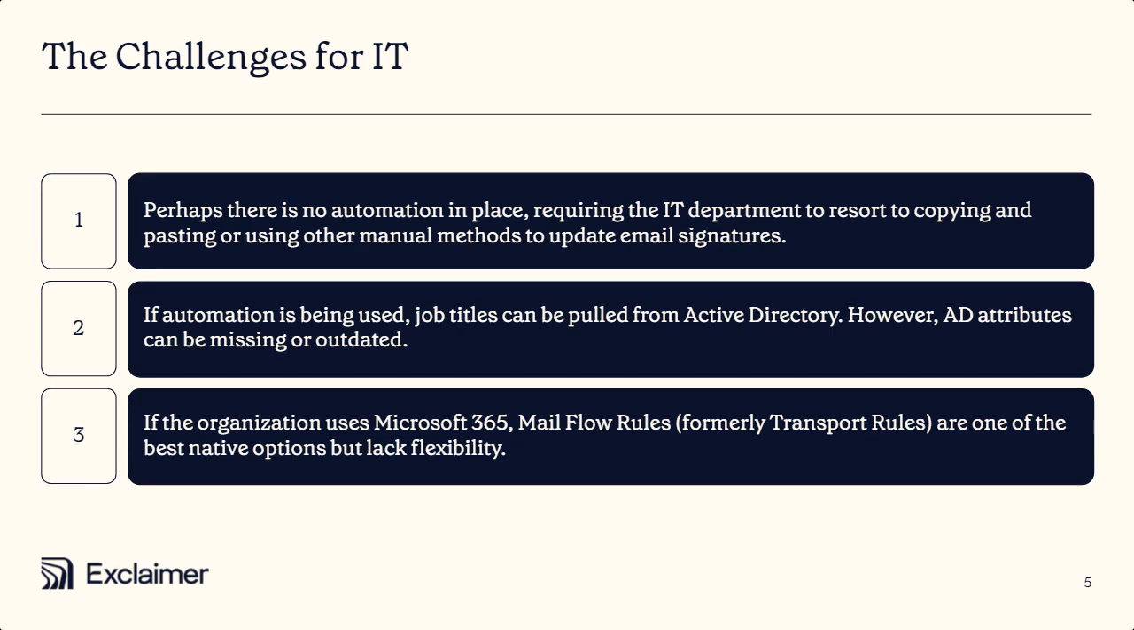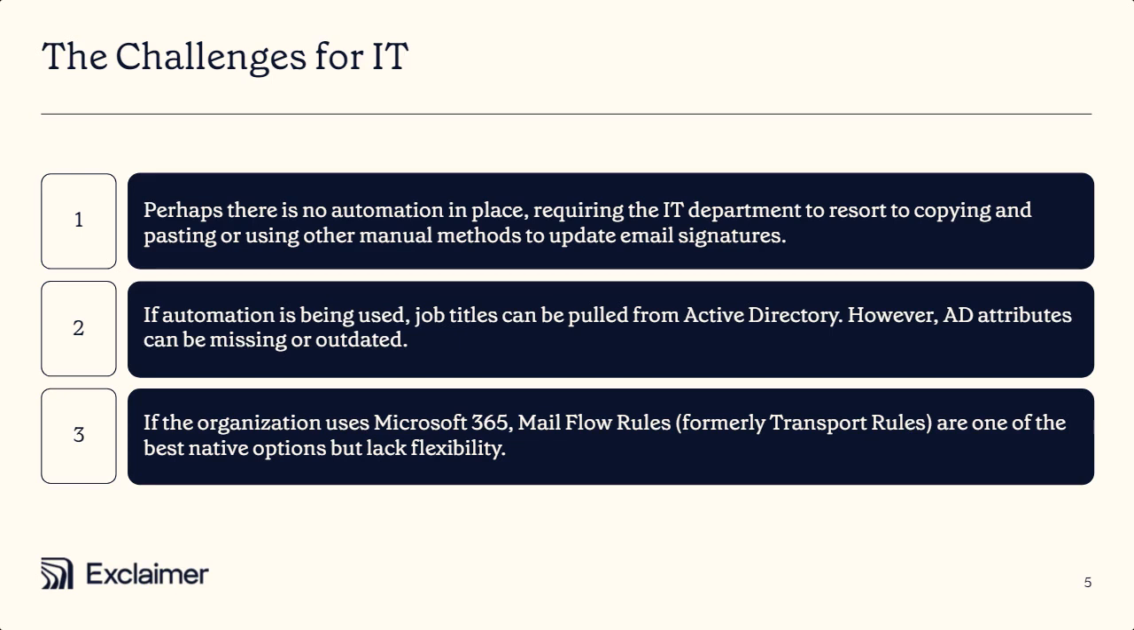Now, it is possible to automate email signature management, and you can do that using a PowerShell script. You can do it using mail flow rules if you're using Exchange Server. But one thing that you have to keep in mind is that automation solutions such as mail flow rules and PowerShell scripts tend to be based on attributes that are stored in the Active Directory or in Entra ID, which used to be known as Azure Active Directory.